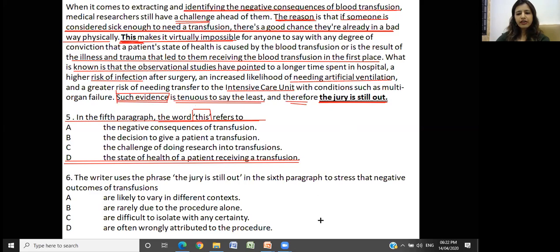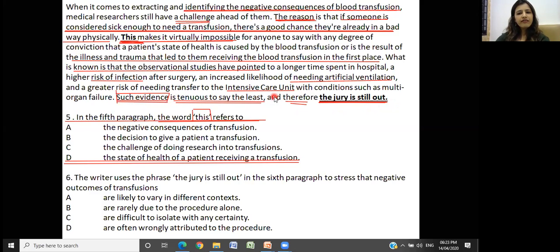So, what do I do in a reference link question is, I read the whole paragraph, then I look at the linkers surrounding that word or phrase. So I have a linker here, therefore. Therefore, the jury is still out. Okay. So the reason is already given. What is the reason? Such evidence is tenuous, to say the least. And therefore, that means this is the effect. So now if we do not have enough evidence, okay, tenuous means very weak or very fragile. So the evidence that we have is very weak evidence.